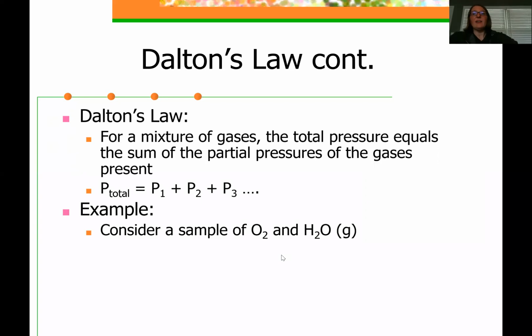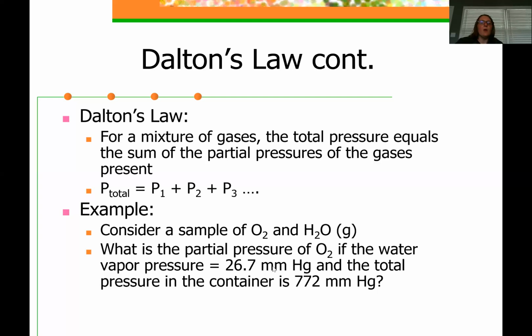So let's say that we have a gas that is made up of two gases. We have this mixture of a gas that's made up of oxygen and water vapor. All right, let's see what we're told about them. We want to find the partial pressure of oxygen. We're told water vapor pressure is 26.7, and the total pressure is 772 mmHg.